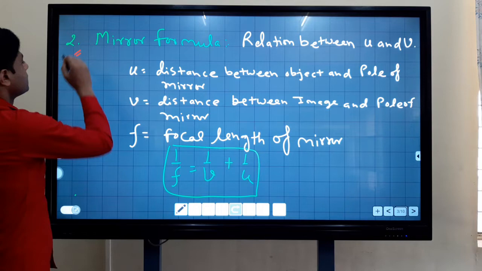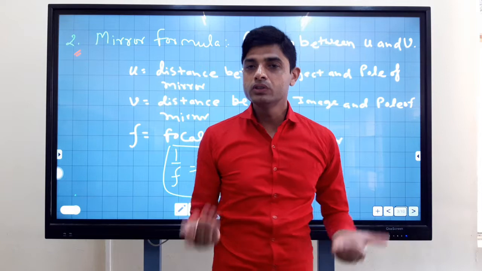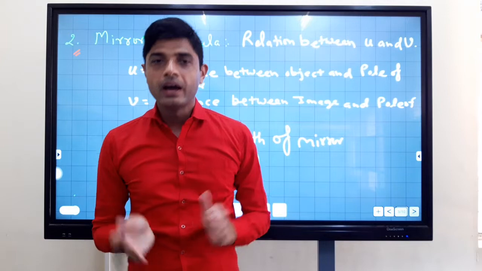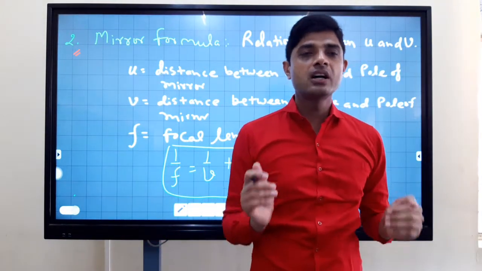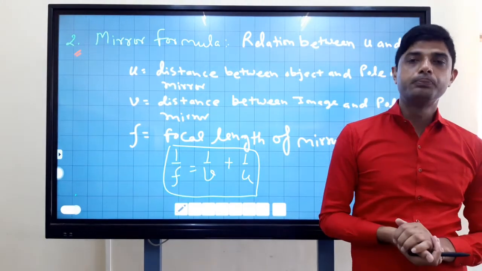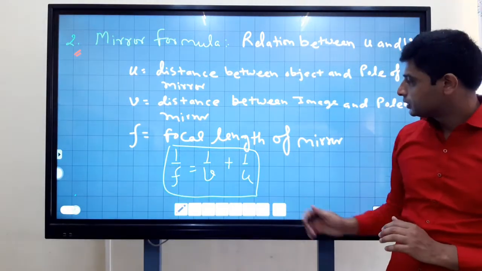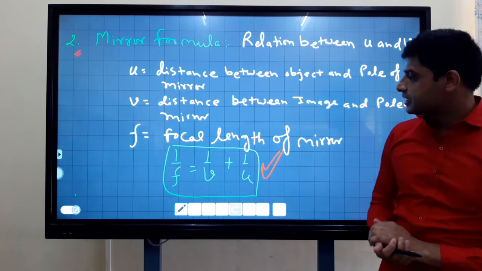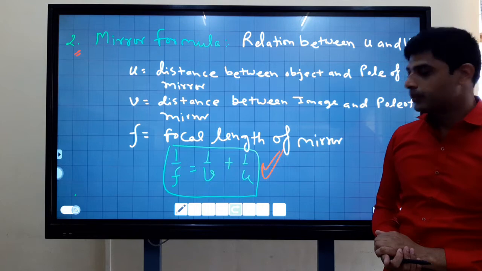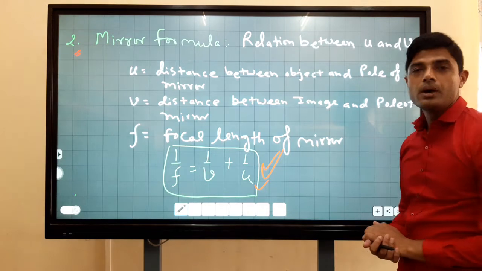Next is the relation between U and V. What is U? U is the distance of the object from the pole of the mirror, V is the distance of the image from the pole of the mirror, and F is the focal length of the mirror. This relation is given as 1 upon F equal to 1 upon V plus 1 upon U. This is known as the mirror formula.